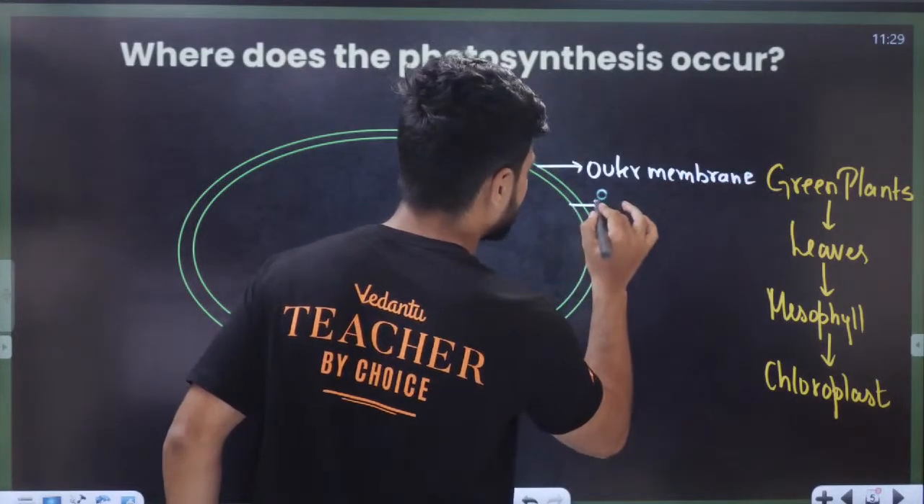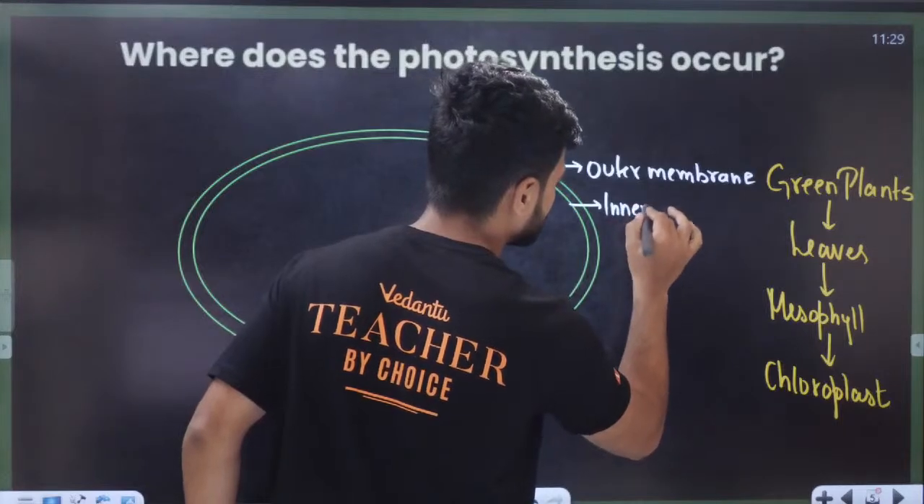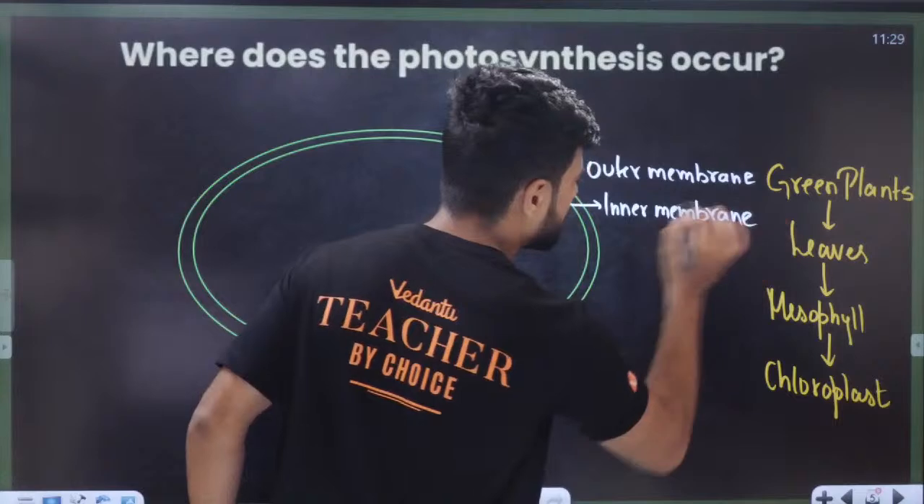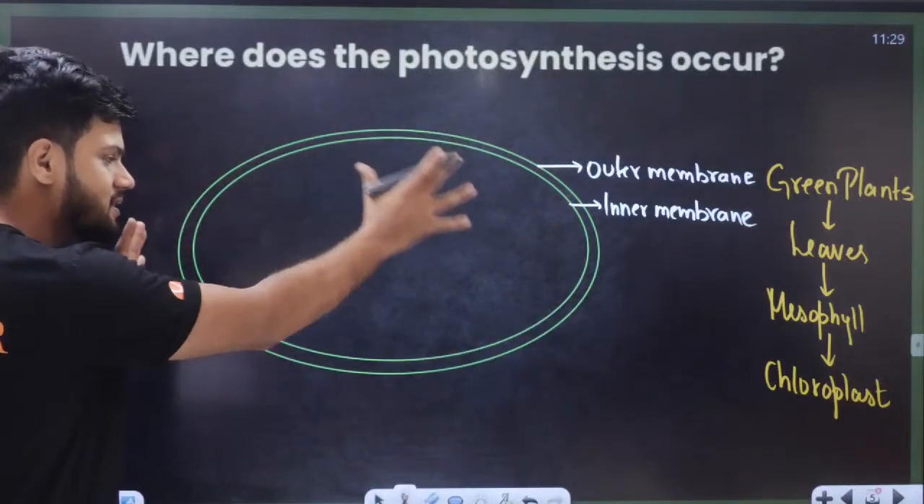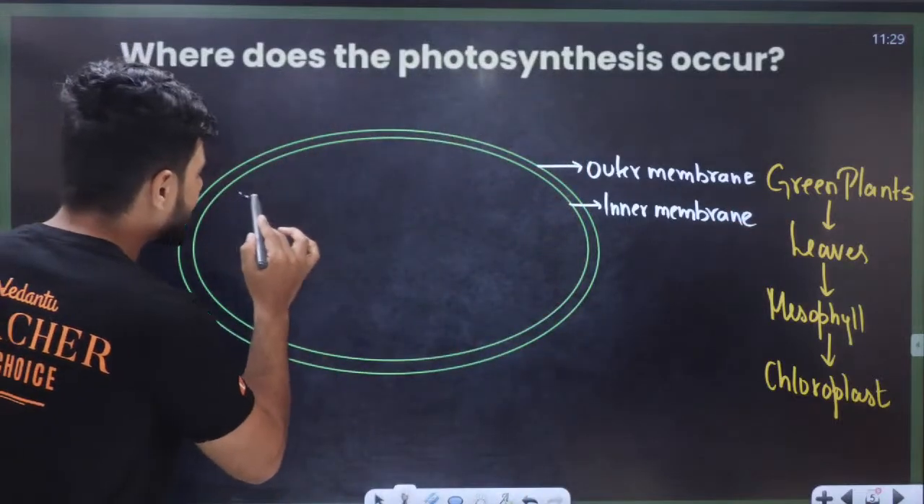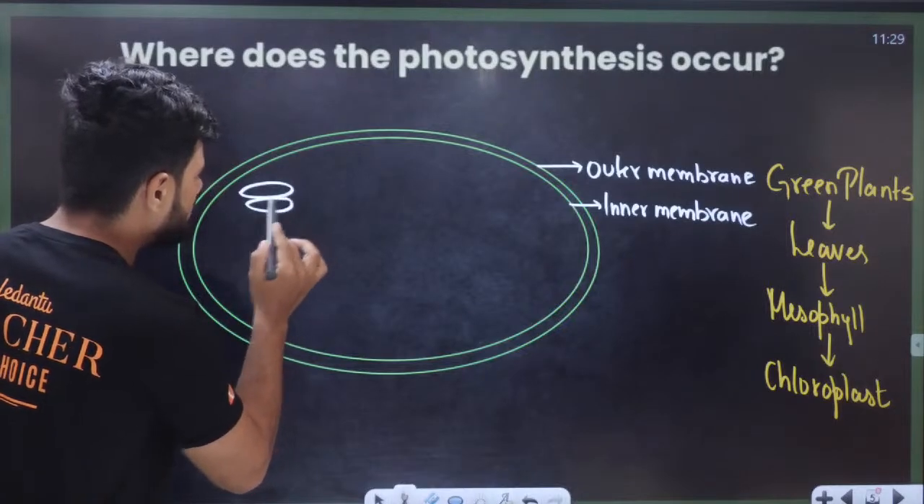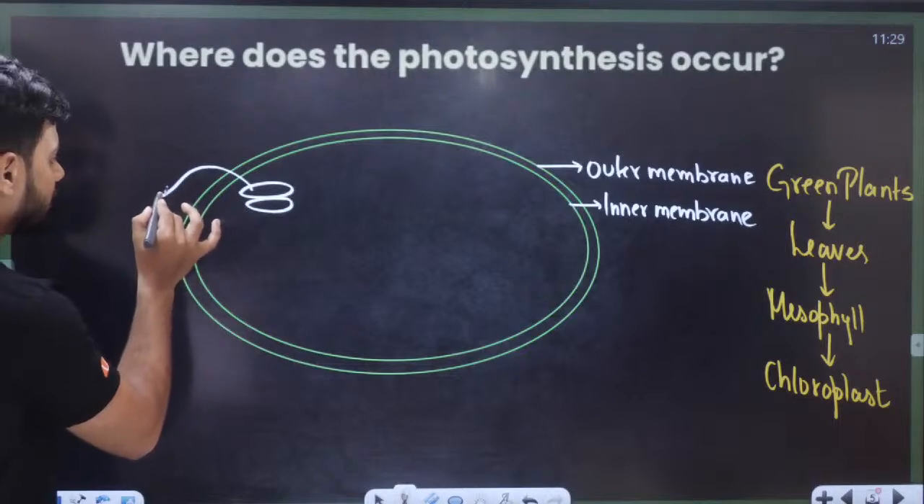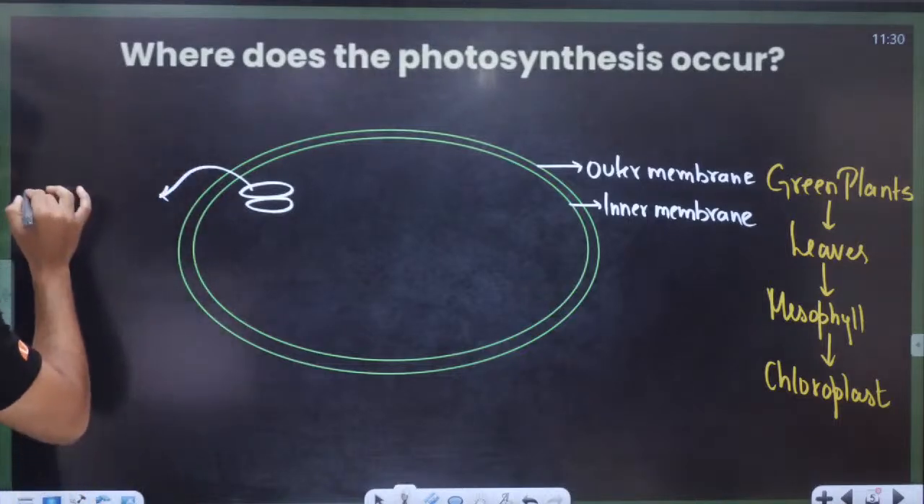As well as the inner membrane. Okay. Outer membrane as well as the inner membrane. Now, students, inside we have certain coin-like structures. Can anyone tell me what are these coin-like structures? These coin-like structures are called thylakoids. They are called what? Thylakoid.